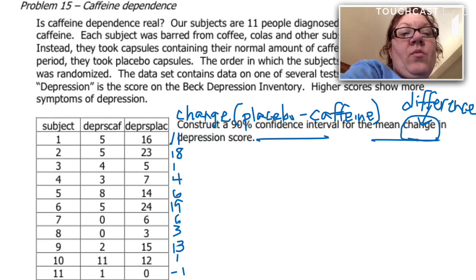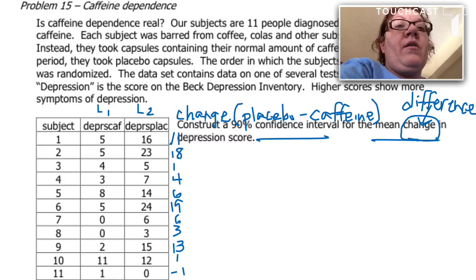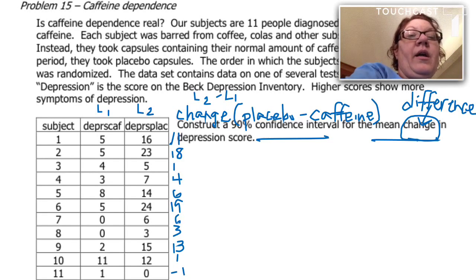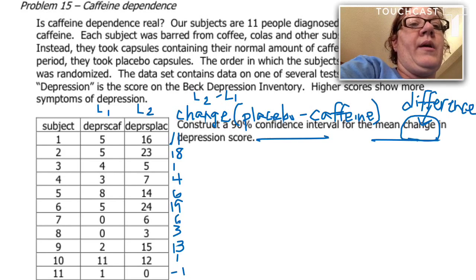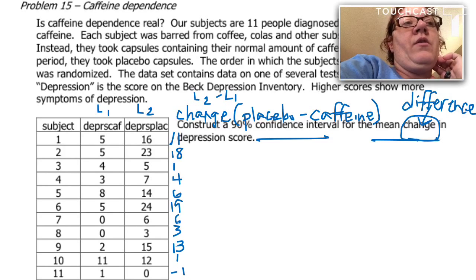And of course, the easiest way to actually get to those numbers is to put the placebo and caffeine into your calculator. Of course, the order doesn't matter, as a list. And then over here, I would be doing list 2 minus list 1. And that'll give me those numbers, and then I can just record them. So if I'm going to construct a confidence interval, I of course have to check my conditions.